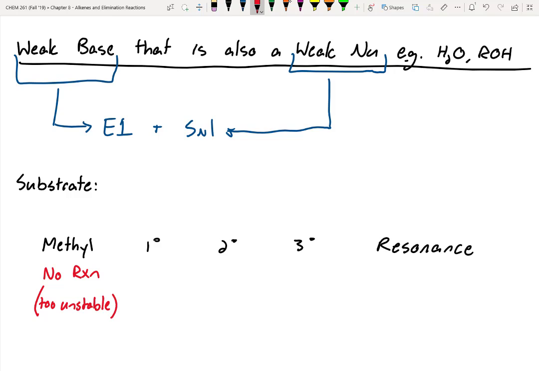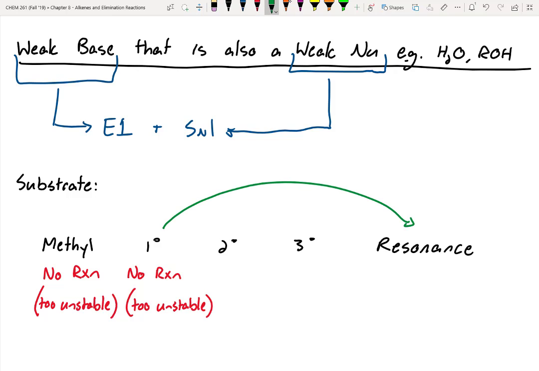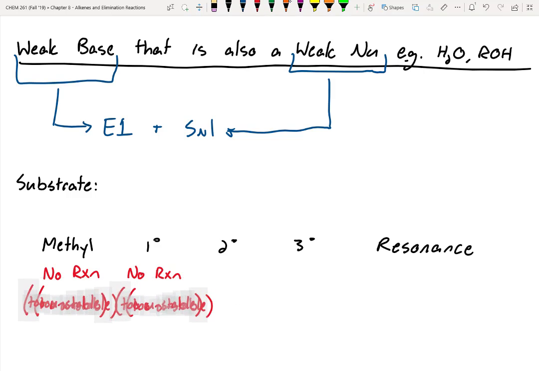All right, what about primary? Let's just write no reaction. Again, it is generally too unstable. The only exception to this is if it's a primary carbon that is also stabilized via resonance. If it's a resonance stabilized primary carbon, that kind of trumps the primary nature of that carbon. So no reaction for these. Both of those are simply too unstable to really support formation of that carbocation.